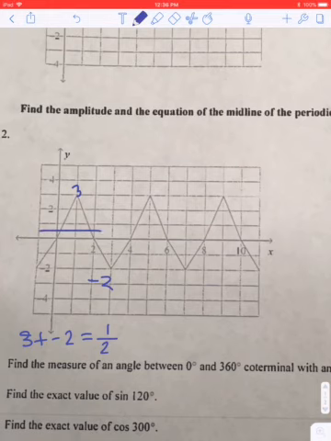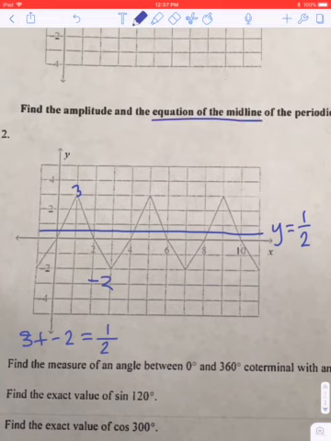So my midline actually is going to be right here at the point y equals 1/2. And that would be my equation. But I'm not totally done. That's my equation of my midline. We're also going to make sure that we use y.